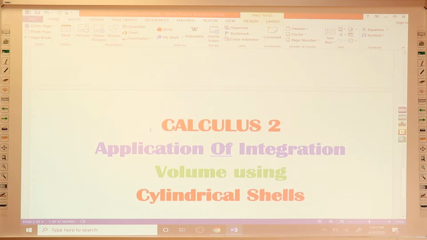Then our class is about Calculus 2 application of integration: volume using cylindrical shells. Let me go back to my example and finish it for you.